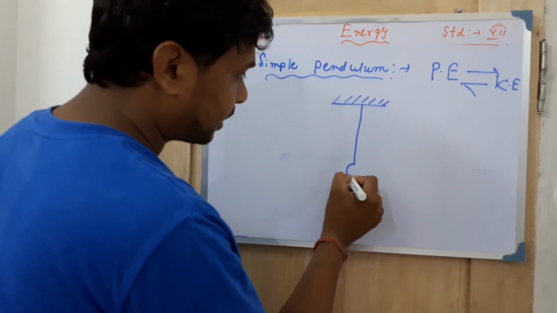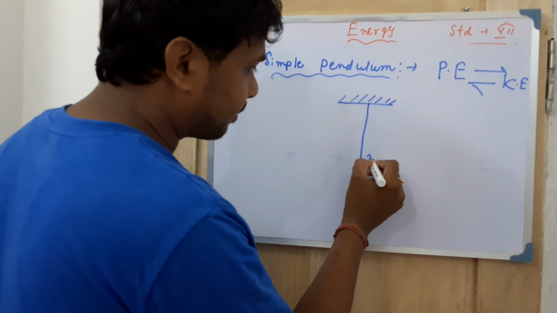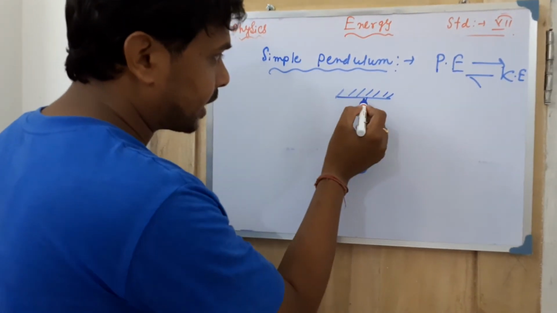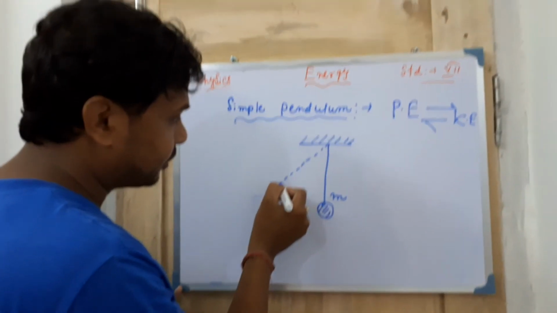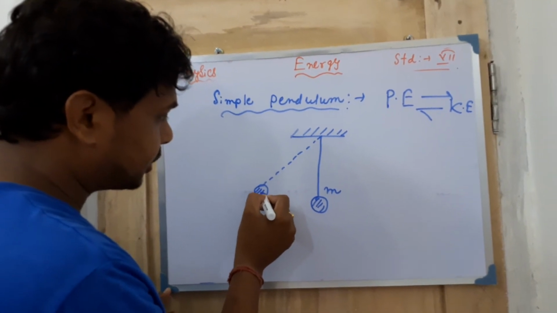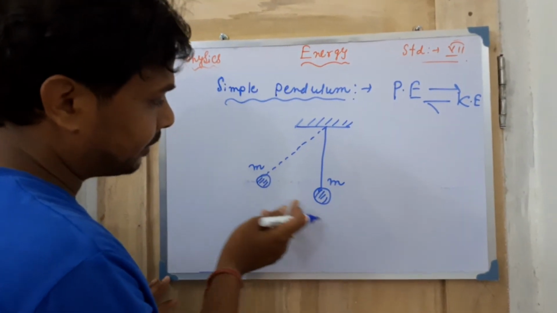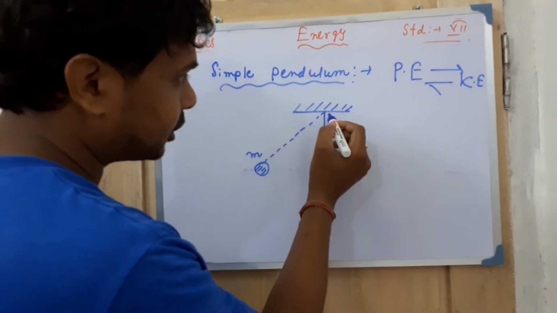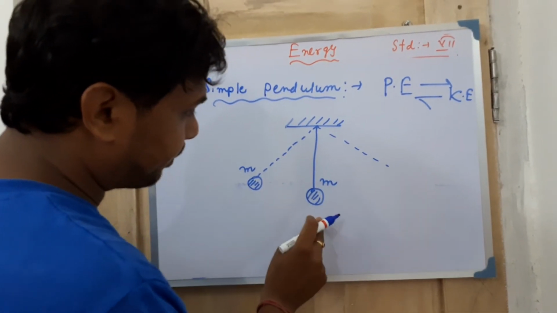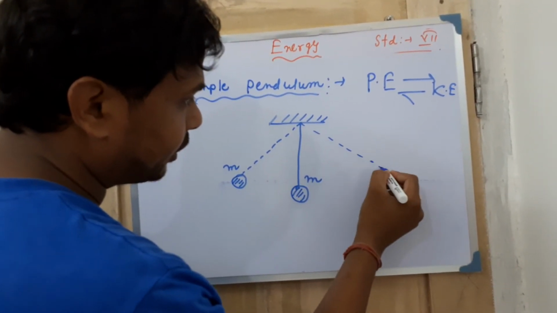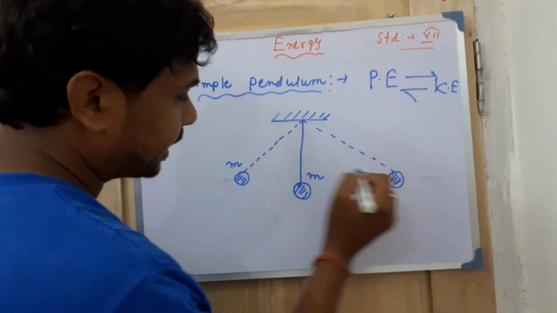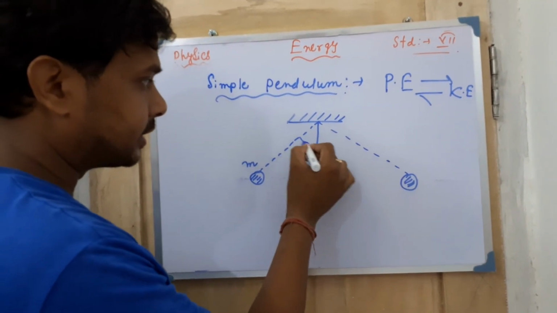One thread is there, and one bob is there having mass m. Now what will happen if you give oscillation to the simple pendulum? One time it will go in this direction, and again it will come back here, and again it will go to this direction. Okay, this is the whole process. We know that this is the angle.